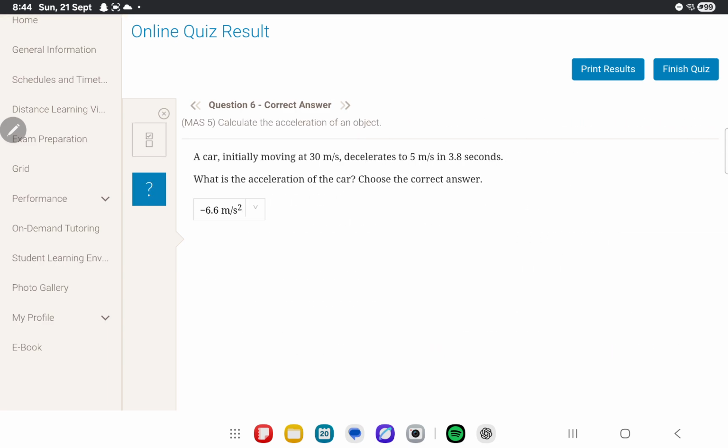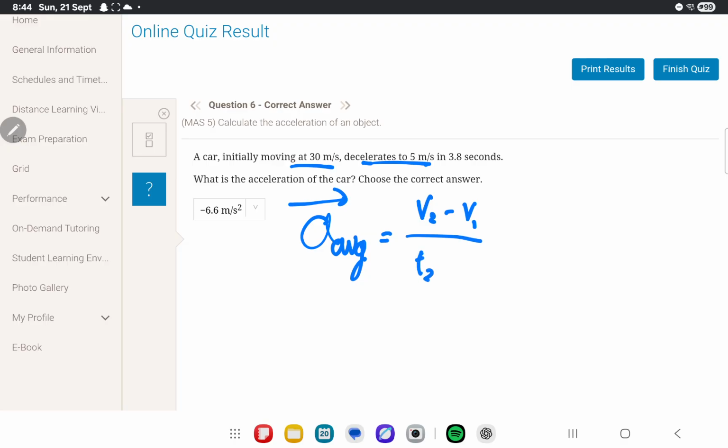Question 6. A car initially moving at 30 meters per second decelerates to 5 meters per second in 3.8 seconds. What is the acceleration of the car? Okay, acceleration. Here they want the average acceleration. So a average is equal to V2 minus V1 over T2 minus T1, which can be simplified to delta V over delta T.